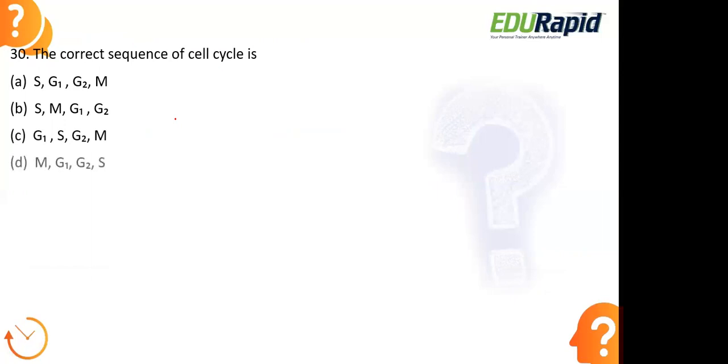The correct sequence of cell cycle is: G1, S, G2, M; M, G1, G2, S; G1, S, G2, M; M, G1, G2, S.